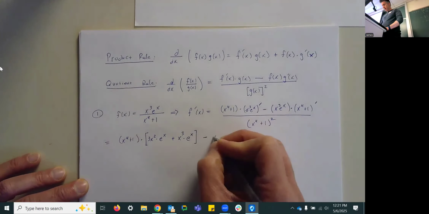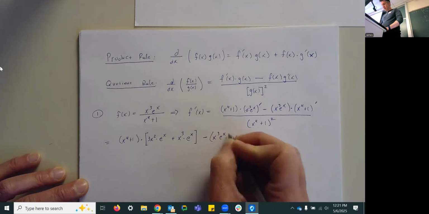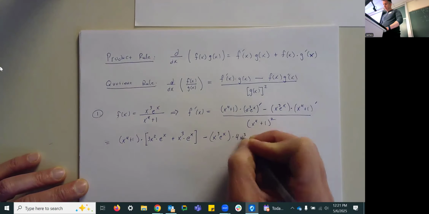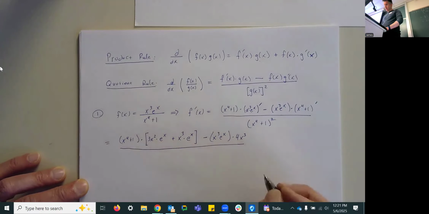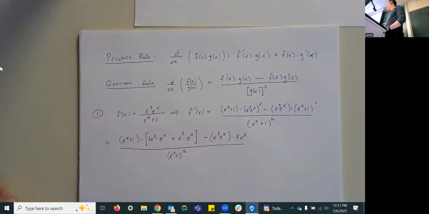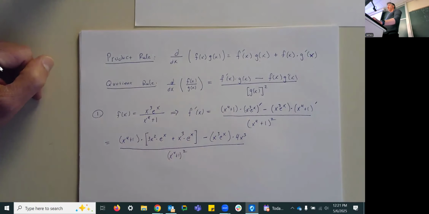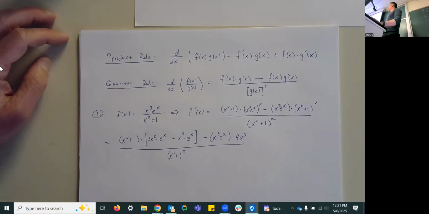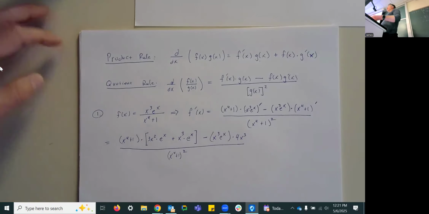Continue on. Minus x cubed times e to the x times the derivative of x to the 4th plus 1, which is 4x cubed, divided by (x to the 4th plus 1) squared. Could we do more? Sure, we could multiply this out and simplify. Do we need to do more? Not really, unless we're being specifically asked to, or if we're asked to, say, find where this function has a horizontal tangent line, and then you would set the derivative equal to 0 and solve for x.